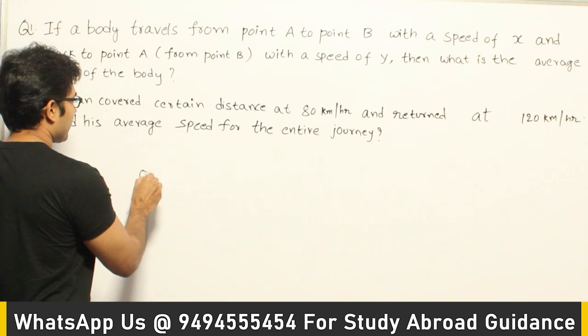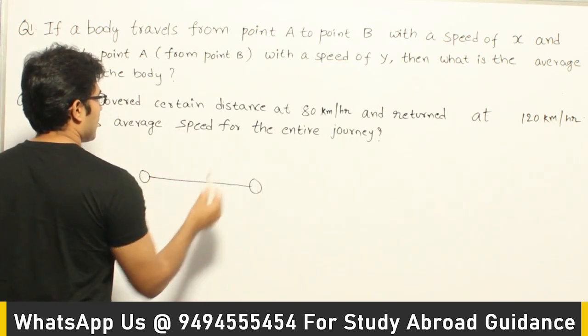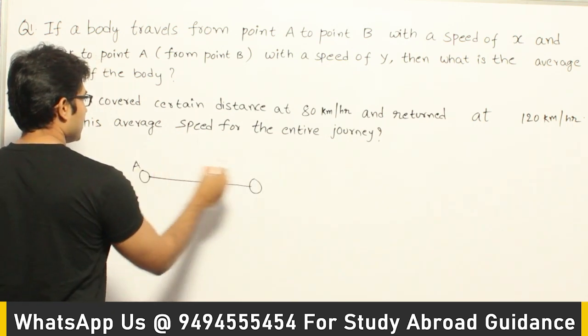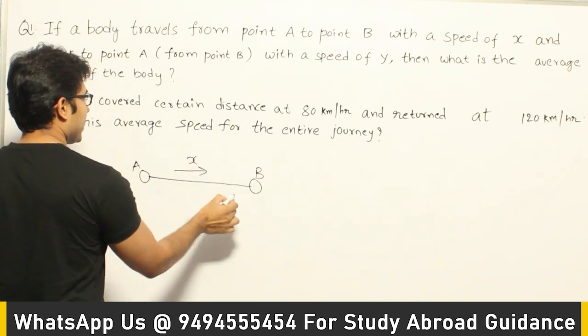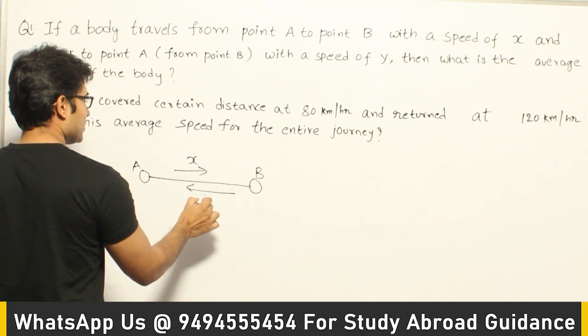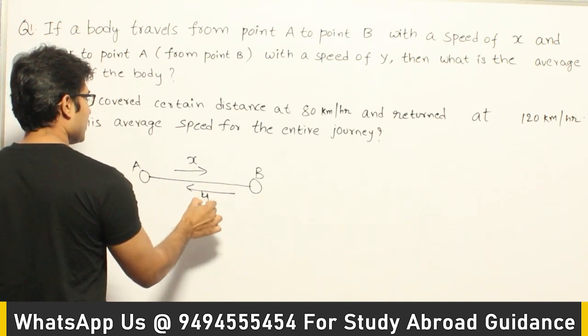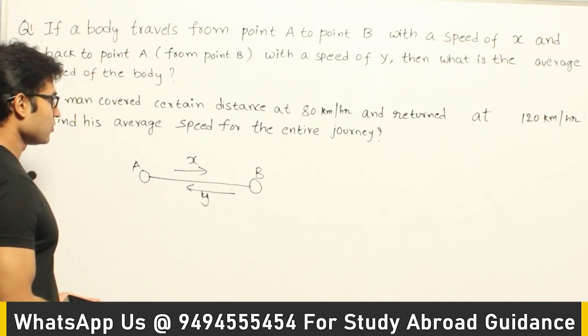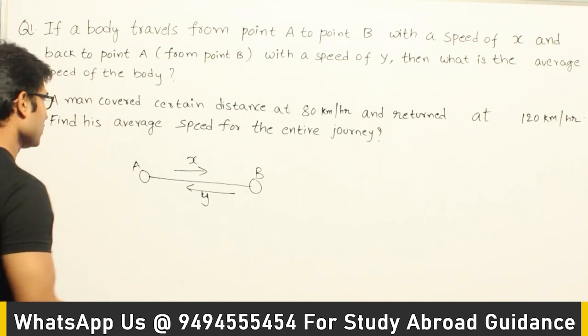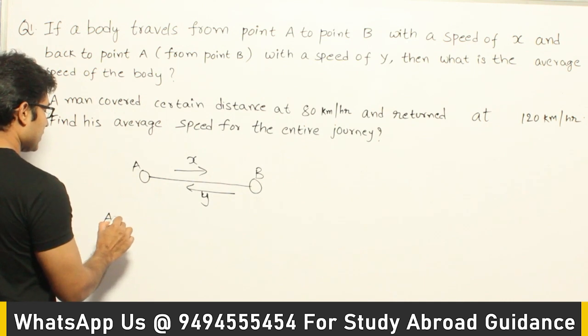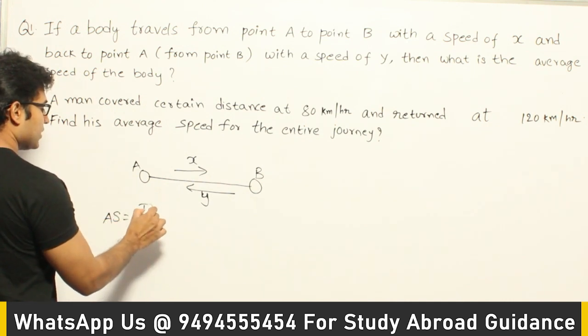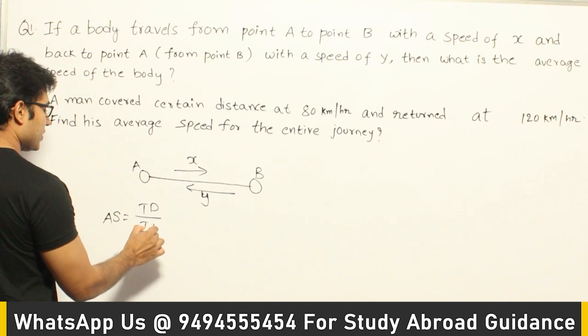Now from A to B, a body is traveling with a speed x, and from B to A, the body is traveling with a speed y, right? Now they are asking what would be the average speed. So as I told you, you should always find the average speed as total distance covered divided by total time taken, right?